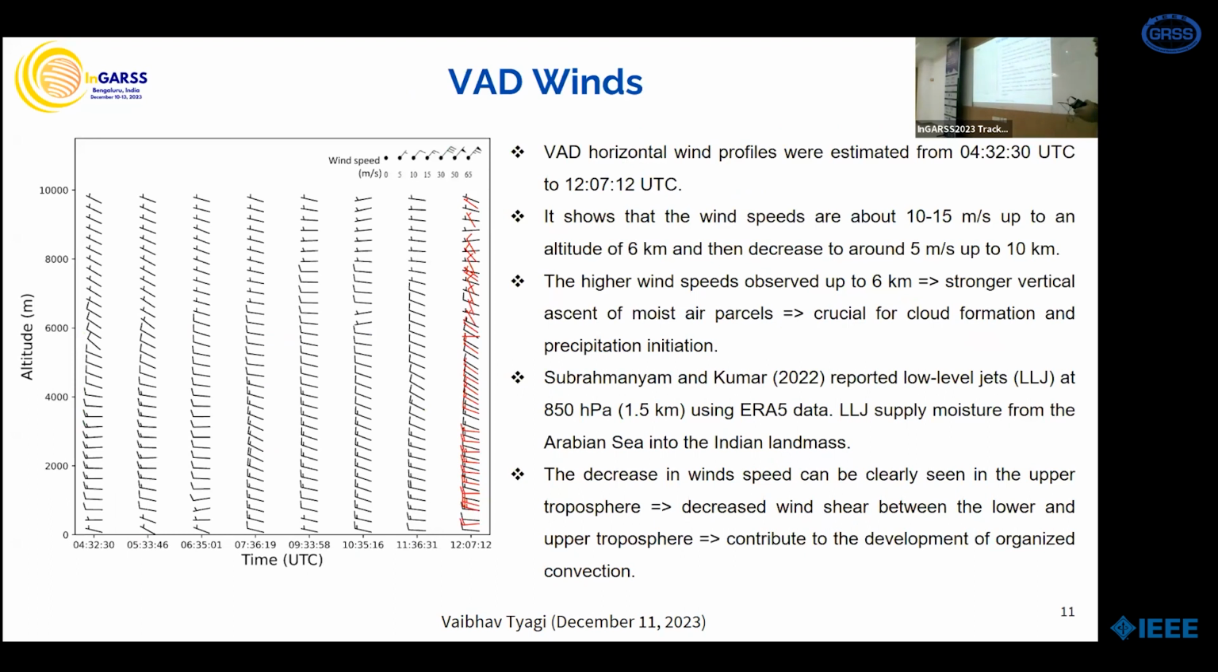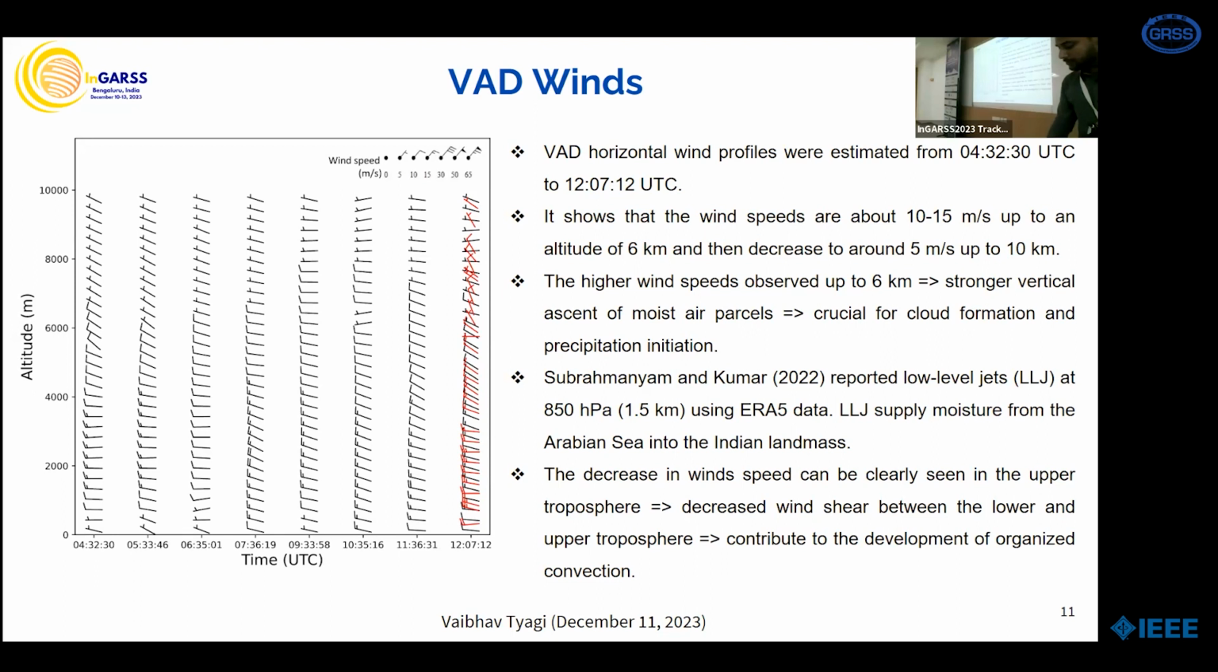As I already mentioned, the aim of this study is to understand the horizontal winds from the DWR observations. We have created VAD profiles from 4:32 UTC to 1:27 UTC. The corresponding radiosonde observations are also plotted in red, as you can see, for 12 UTC. In the lower troposphere, up to 5 to 6 kilometers, there was a good match. But as we go to higher altitude, there is some mismatch. There can be multiple factors, like the radiosonde observations and the DWR observations not being accurately time-matched. The radiosonde observation is at 12 UTC, but the DWR observation is at 12:07 UTC.